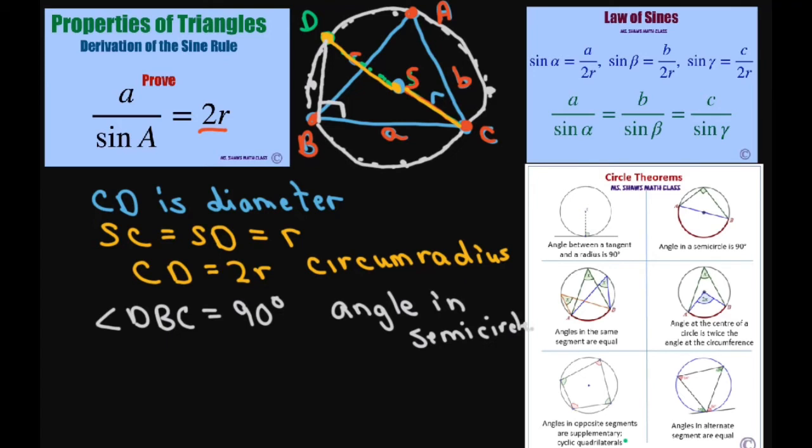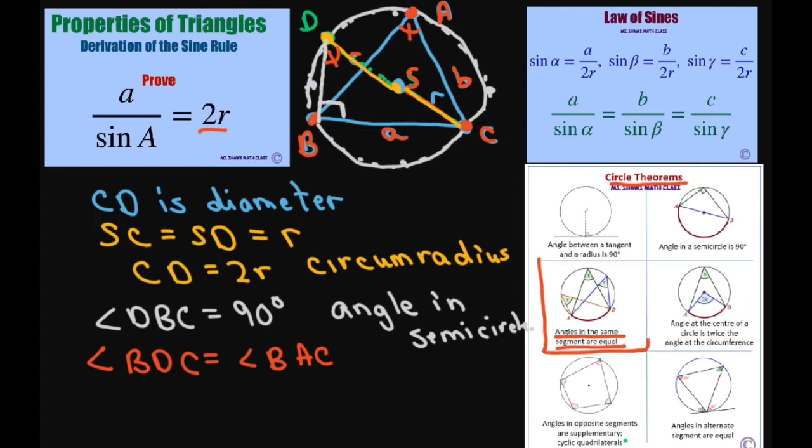All right, so from there, we know that angle BDC equals angle BAC. So we know that this angle here equals this angle, and that's by your circle theorems. Angles in the same segment are equal. So it's this theorem right here. So since they're in the same segment, they're equal.